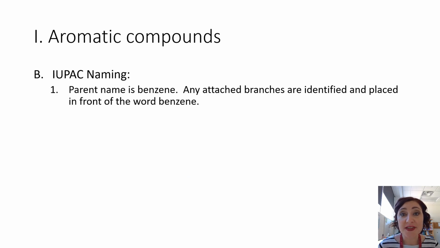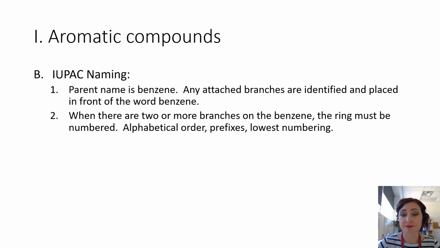Let's start where we always start with naming. Let's start with the IUPAC naming. The parent name for this is benzene. It's always benzene. That is always your parent chain. If you have any branches coming off of your benzene ring, we identify those and we place them in front of the parent chain name, benzene. If you have 2 or more branches on the benzene, the ring has to be numbered. Again, you get to choose where you start with that numbering. All the former rules apply. So make sure that when you're naming those branches, you put them in alphabetical order. You use prefixes like di, tri, or tetra if you have more than one of the same branch, and you're giving them the lowest numbers possible.